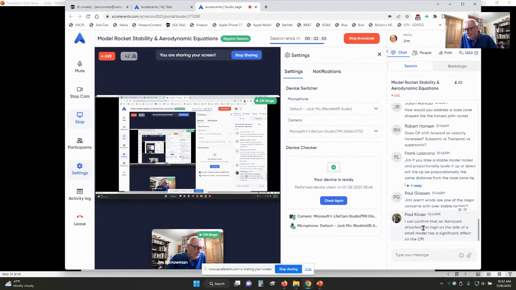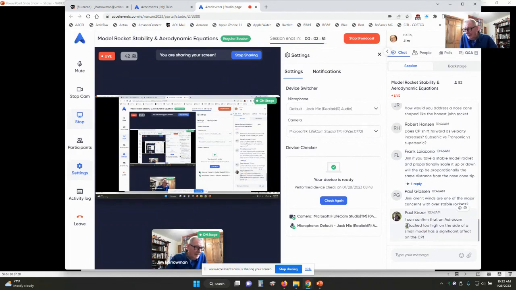Paul is saying, I can confirm that the Astrocam attached high on the side of a nose cone of a small rocket can have a significant effect. So that's a situation where you want to give yourself at least a couple of body diameters of stability margin, and I think you'll be okay.